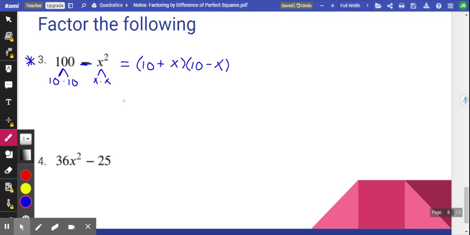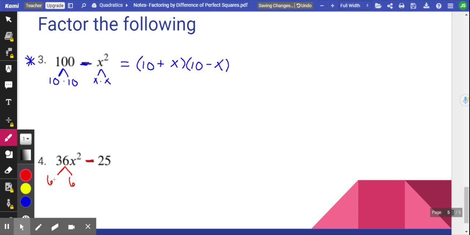Last but not least, number 4 down here, we've got 36x squared minus 25. So check it. The first thing we notice, there's a minus sign in between our two terms. Okay, so that is a difference. 36x squared, that is a perfect square. I can look at my 36. Well, that could be 6 times 6.